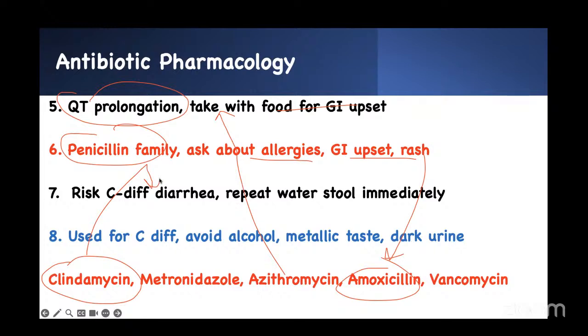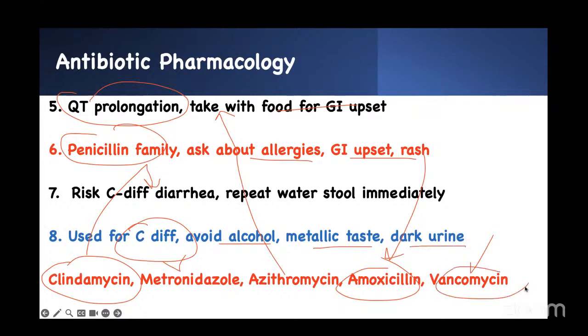That last question, number 8, is very important. We can use it to treat C. diff, but these medications cause what? Metallic taste and make your urine dark. And you should avoid alcohol. Vancomycin and metronidazole can both be used to treat C. diff. But there's only one that you should avoid alcohol with. It causes metallic taste and dark urine.